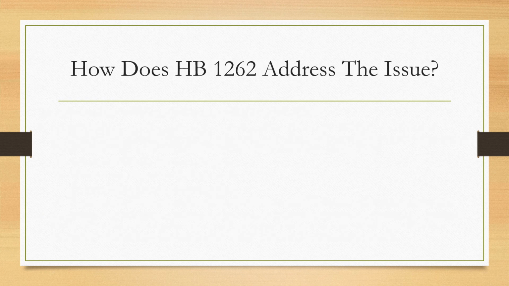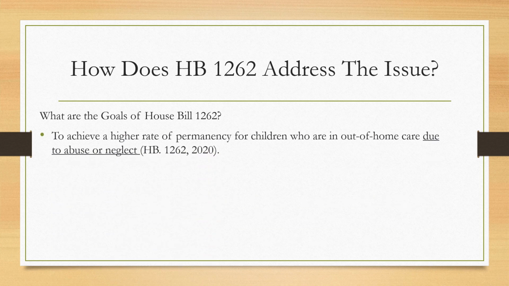So how does House Bill 1262 specifically address this issue of child permanency? We're going to take a look at this by analyzing the goals of House Bill 1262 and seeing how the bill specifically addresses this issue. So let's get started. First, the main goal of this bill is to achieve a higher rate of permanency for children who are in out-of-home care due to abuse and neglect.